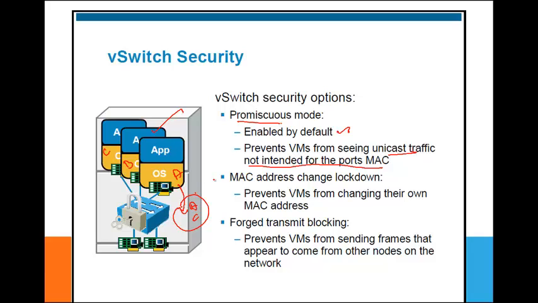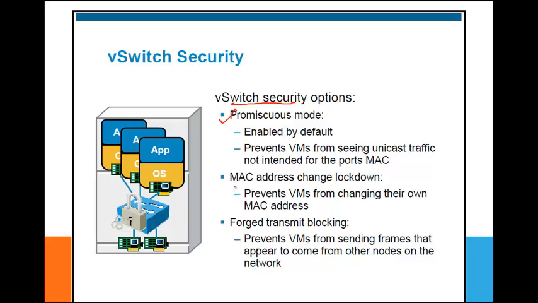Promiscuous mode is enabled by default. Promiscuous mode prevents a VM from seeing unicast traffic not intended for the port virtual MAC address. It prevents the packet that is not intended for the virtual port MAC address. That is one type of VM security.